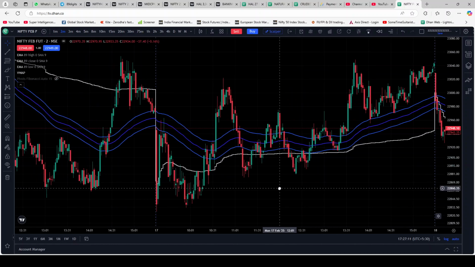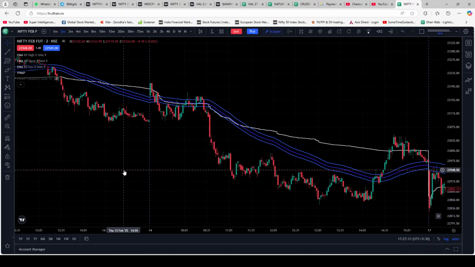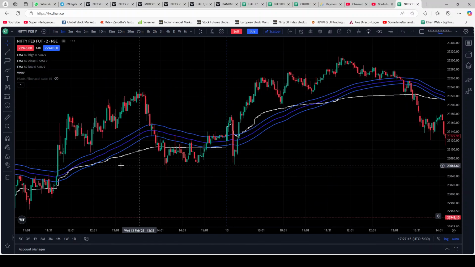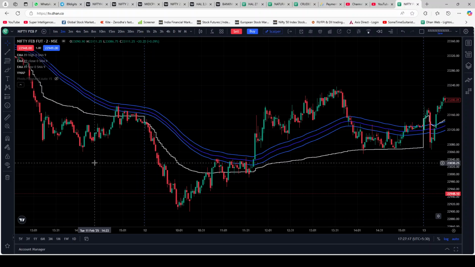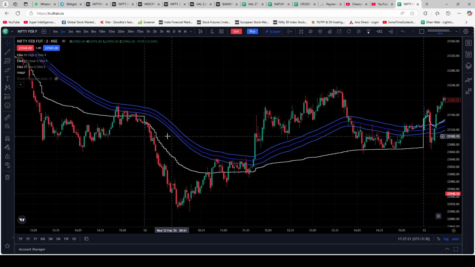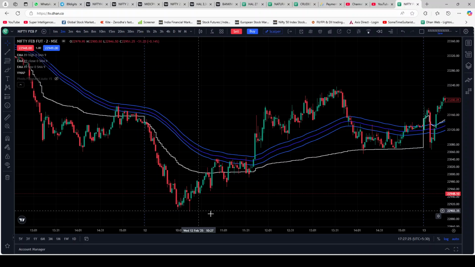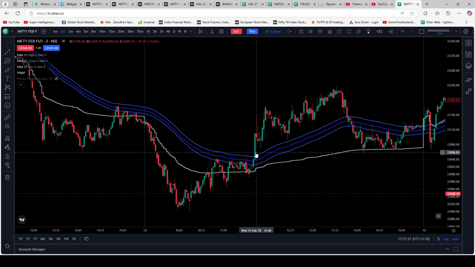So I would suggest try and paper trade with this setting for a couple of days, and we will all validate whether the setting recommended by our channel viewer is good or not. See over here also on the 12th, below the band, below the VWAP, boom, it goes down. Above the band, above the VWAP, it goes up. So there is definitely some logic to this.